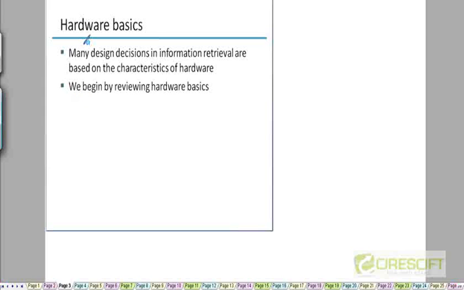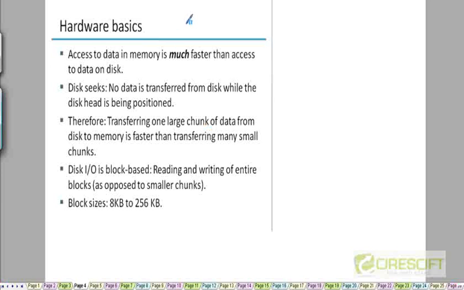Now, why are we interested in looking at some of these hardware basics? Well, it's because the design of the indexing algorithms that we're going to talk about in this chapter is entirely governed by the hardware features or constraints that we are going to discuss. So many design decisions in information retrieval are based on the characteristics of hardware. If your hardware was very different, then the techniques and the algorithms would also have been significantly different. So that's the reason why we need to look at some hardware basics.